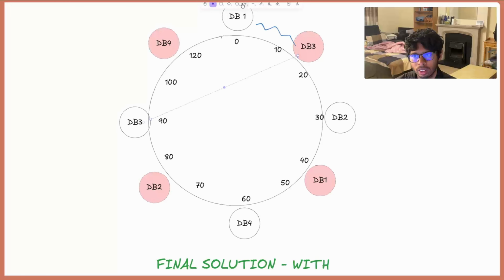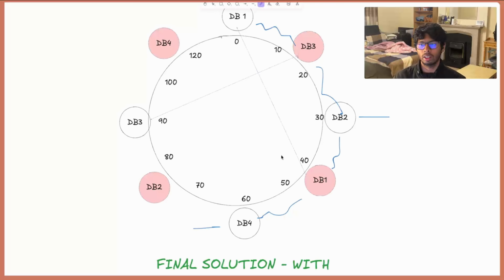Now let's take one more example. For example, there is a value between 20 to 30. That value was going to be saved into DB2. Now if there is a value between 30 to 40, the value is going to be saved to DB1. Now let's say there is a value between, for example, 50 to 60, the value is going to be saved to DB4.